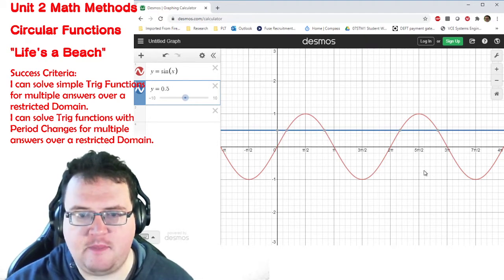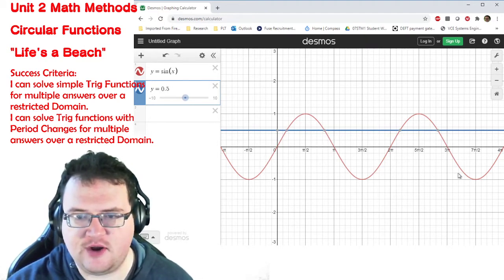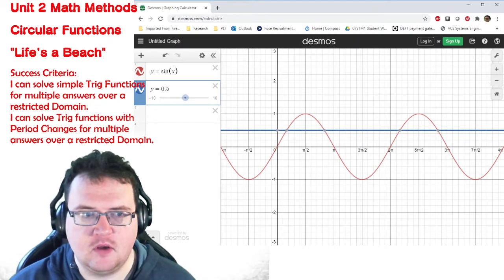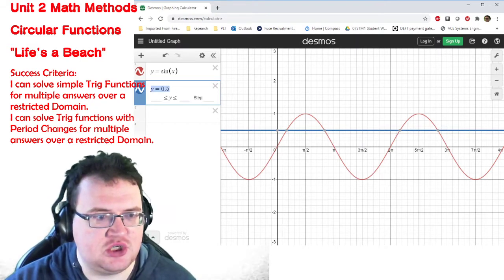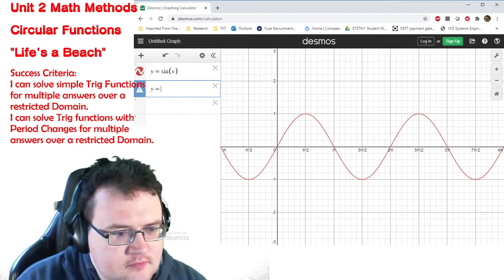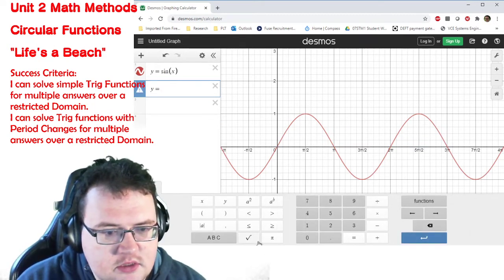And then you repeat, because it's 2 full periods that we care about, you add 2 pi to both answers to get your second lot of answers. So if we change this to something else, where is it?